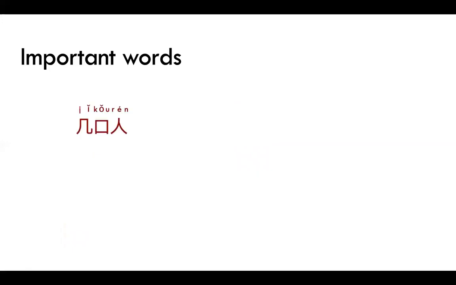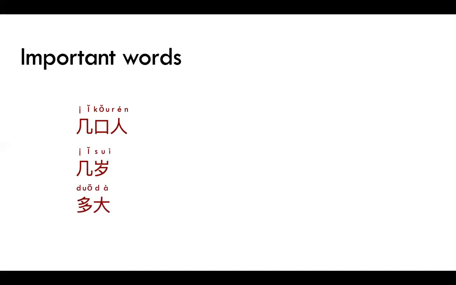几口人. How many people? Usually used to ask about how many people are in one's family. 几口人. 几岁? How old? Especially when you're asking someone who's young, like a child. So you can ask how old using this word. 几岁?